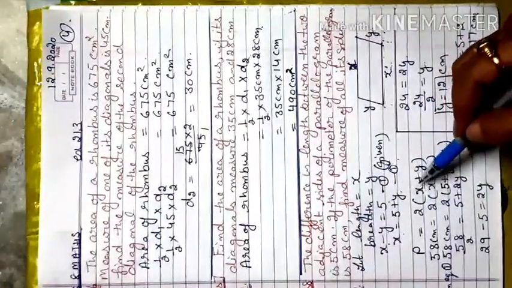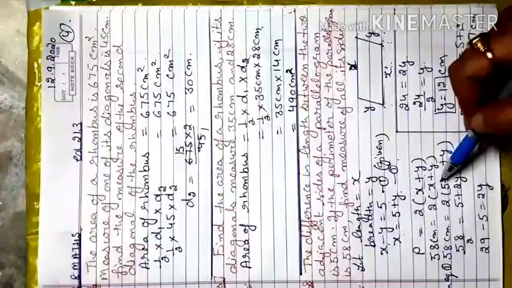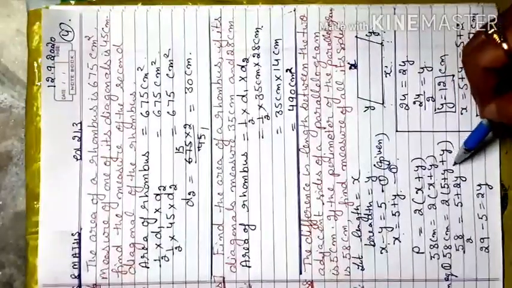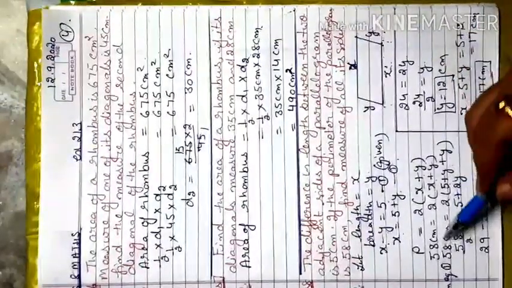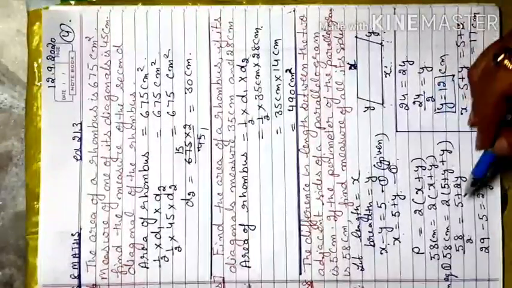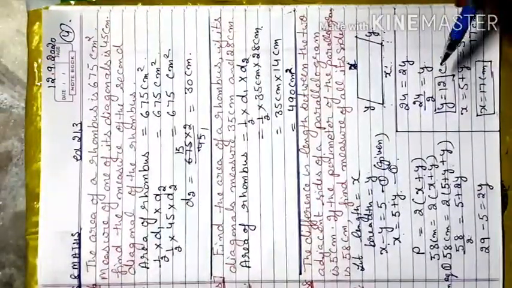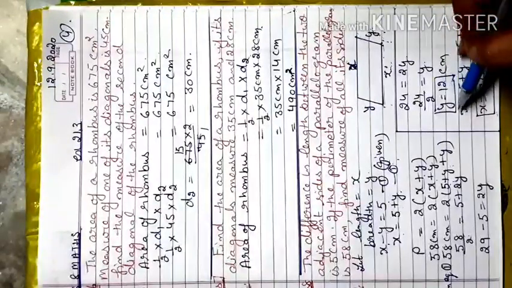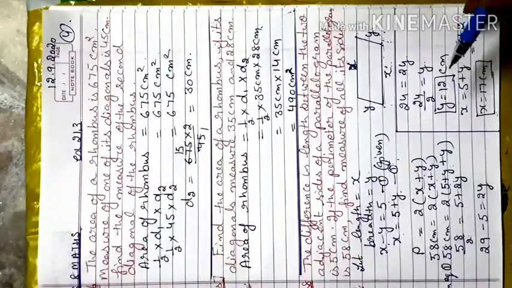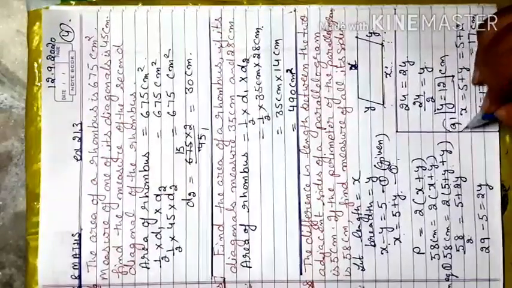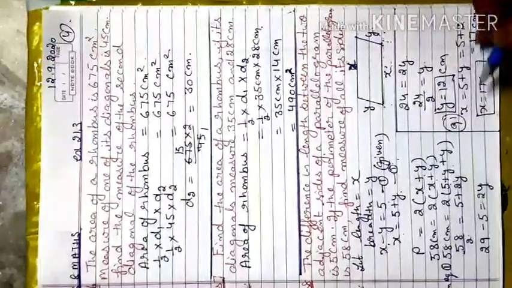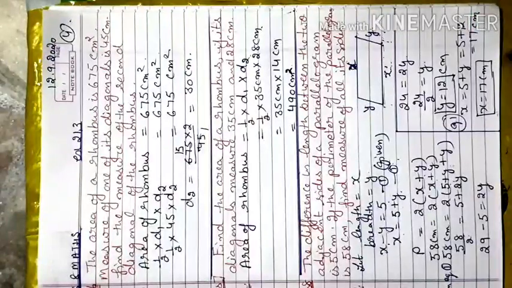Now we apply this x equation in place of x, 5 plus y, so 2 into 5 plus 2y is 58. Dividing 58 by 2 gives me 29, 5 subtracted from 29 gives me 24, 24 divided by 2 gives me 12. Ultimately I find the value of y. If I apply the y value 12 in equation 1, x is equal to 5 plus 12, which gives me 17 centimeter as my required answer.